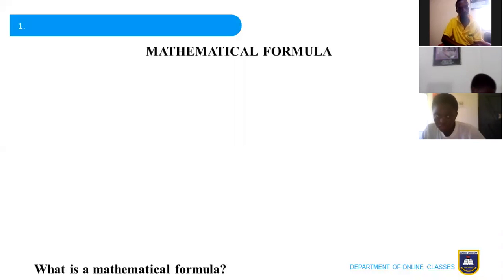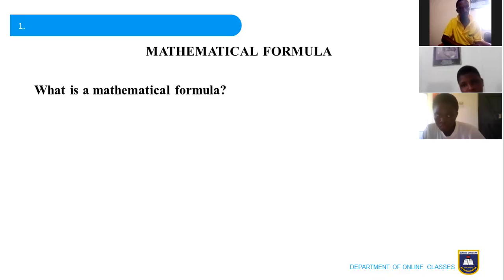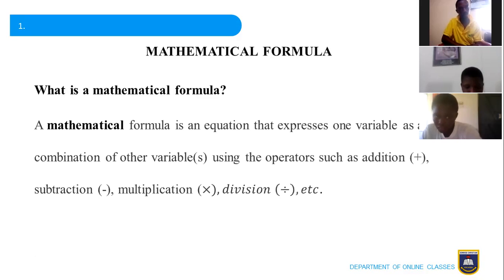And then we try defining a mathematical formula. So we said a mathematical formula is an equation that expresses one variable as a combination of other variables using the operators such as addition, subtraction, multiplication, division, and a lot of them one could talk of. We could also mention exponent. We could also talk of intersections and union of sets and all those stuff. They are all formulas that we use in our mathematical operations.